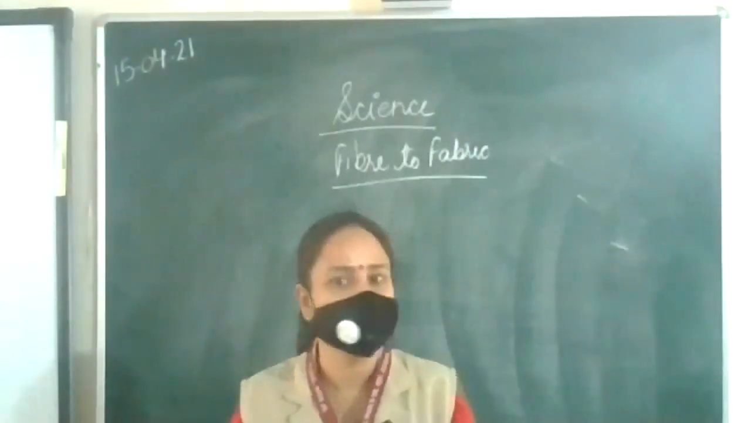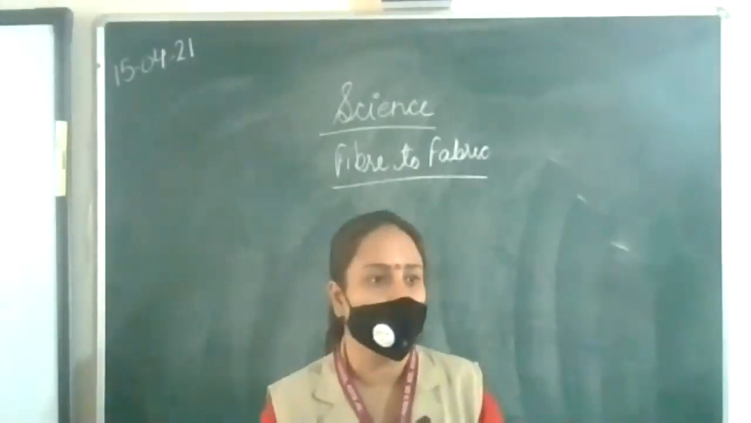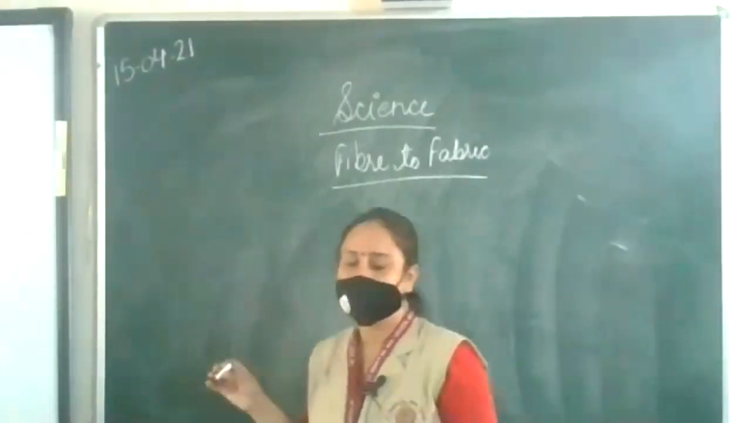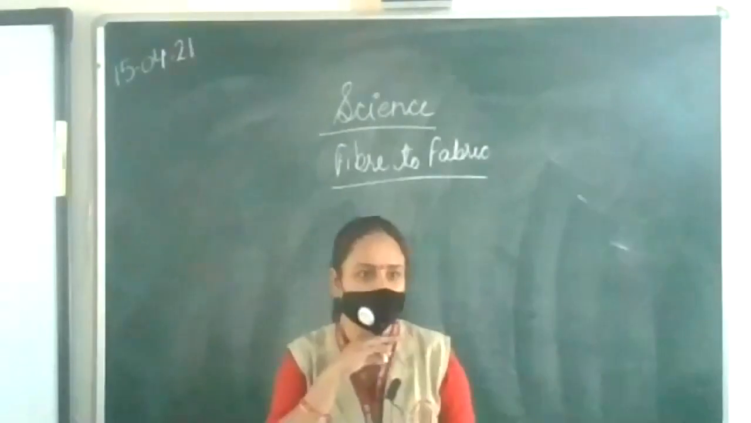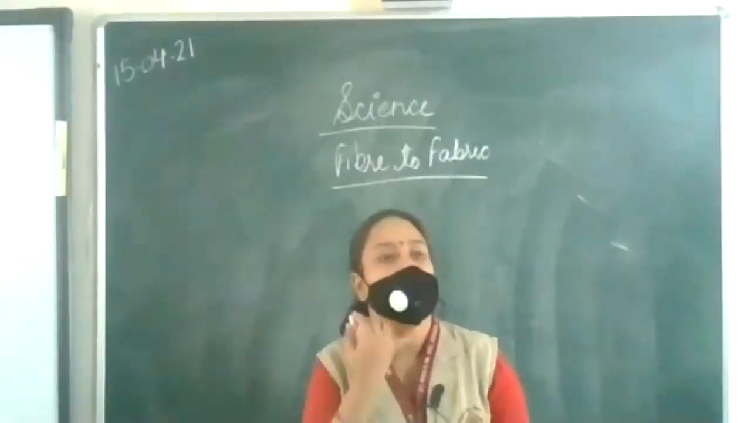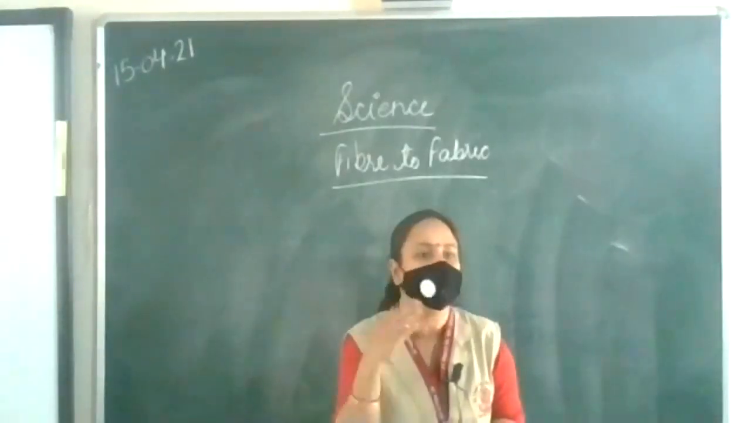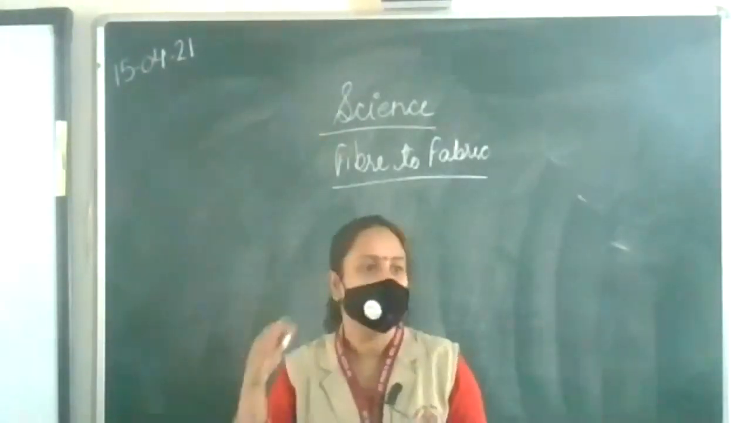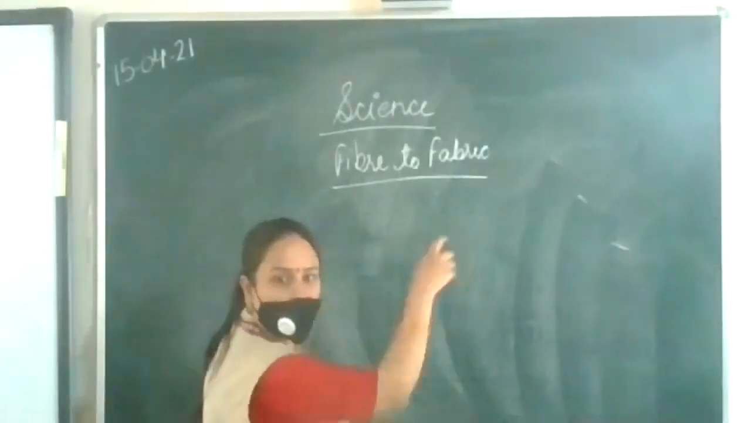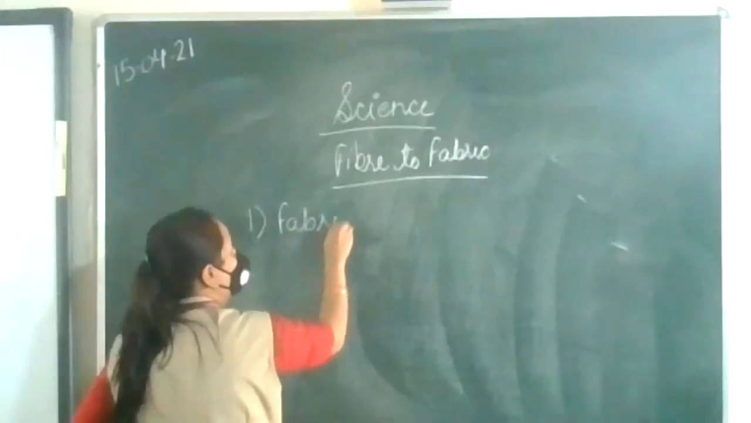Understand? I'm repeating myself and you are writing here also. You remember I told you to make a copy separately for science? Yes? So that, I'm sorry, not me, Priyanka ma'am has told you, right? So in that copy, please give the heading fiber to fabric and jot down the important points which I am telling you. Because whenever you need to revise, you can simply go through those pages. Understand? So in that page, give the heading fiber to fabric, and then the first thing we write is fabric.